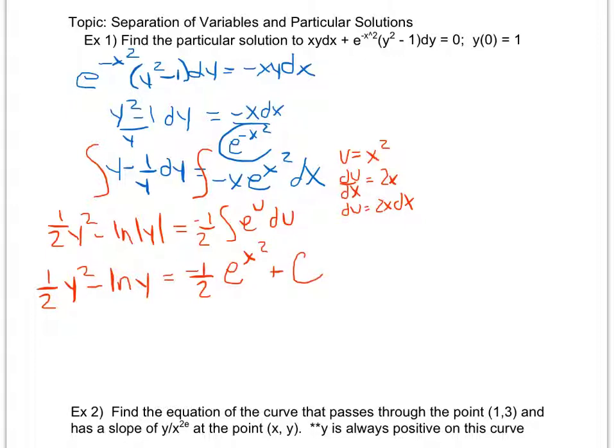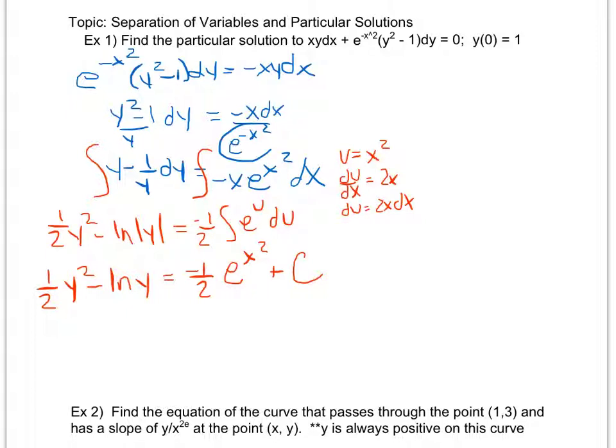From here, typically what I would do is solve this for y to try to get y by itself. The issue that I'm seeing with doing that is that there are two separate y's here. I can't factor them out, because one belongs to the ln. So I'm going to skip trying to rewrite this in a form that has y by itself, and I'm going to go right away and find my particular solution.